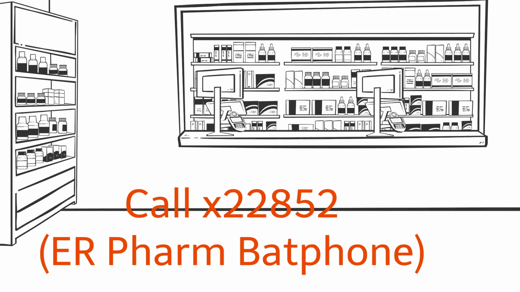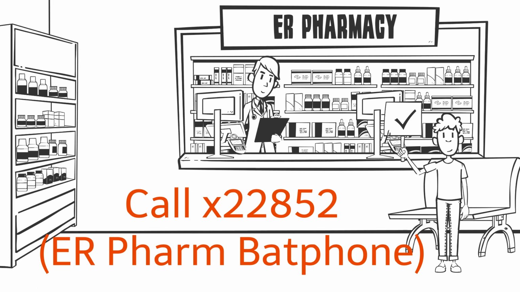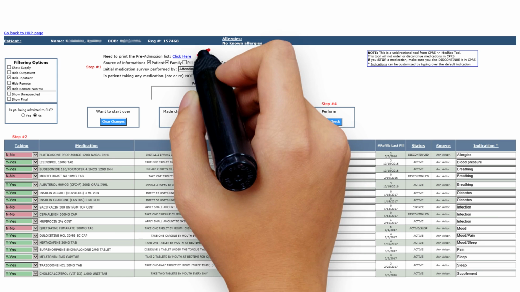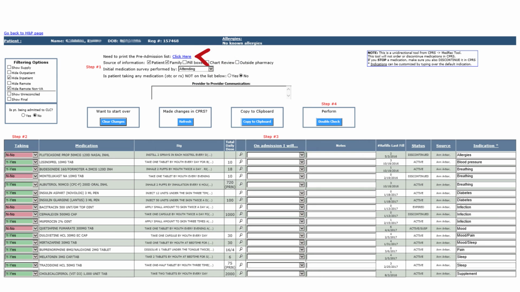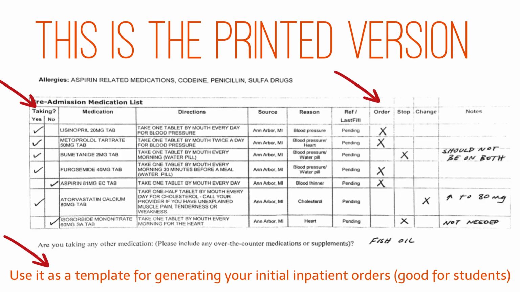If you would like the ER pharmacist to do steps 1 or 2 for you, simply give them a call. If you don't have access to a computer at the patient's bedside and would prefer to use a paper version, you can click here. This is the printed version. You can use it as a template for ordering your initial inpatient medications.